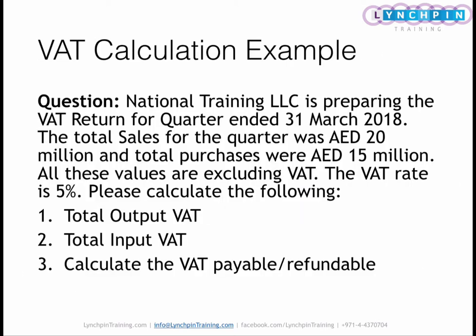Let's take an example here, and for simplicity's sake, again we have our sales, which are 20 million, and we have purchases, which are 15 million, and the VAT rate is also here. So if we calculate the output VAT, it comes to around 1 million. If you calculate input VAT, it is around 750,000. So ultimately once we adjust it, we will pay 250,000 at the end of a tax period.